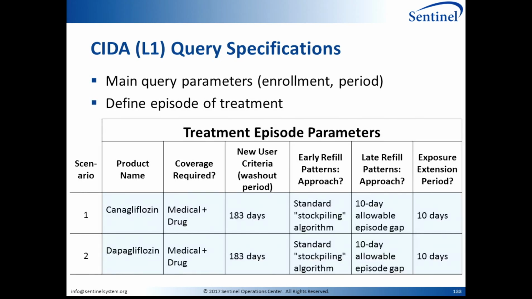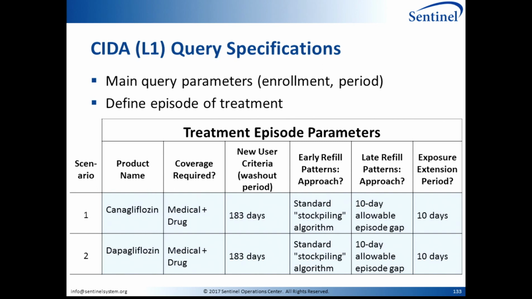So again, these are the input files or the input parameters to your computer program. In this case, in our example, we're going to be looking at SGLT2 users. Right now I have two different scenarios, one that separates out canagliflozin from dapagliflozin, I hope I said that right, with medical and drug coverage required for 183 days prior to their new dispensing. So essentially, I'm defining my new user as having not been on an SGLT2 inhibitor for the 183 days preceding their incident dispensing, which I'm going to call their index date.